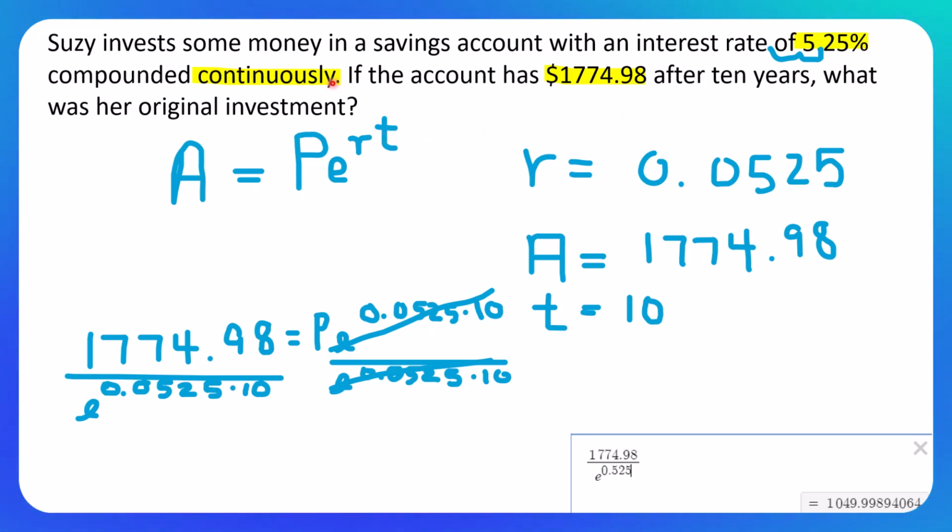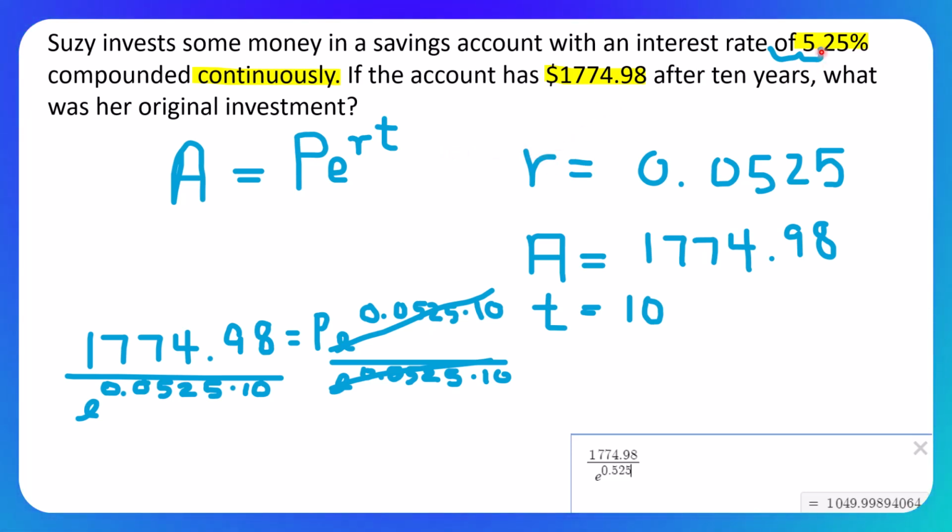All right, because this is continuous, we're going to be using this formula. A stands for the total amount, is equal to P. P is our initial amount, times E. E is Euler's number, raised to the R times T. That's the rate times time.